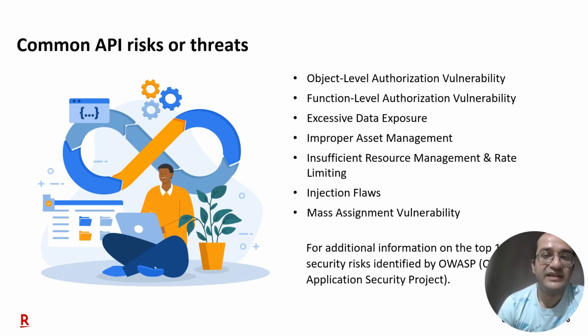Next, insufficient resource management and rate limiting. If API endpoints lack restrictions on the number or size of requests, they often become susceptible to DDoS or brute force attacks.